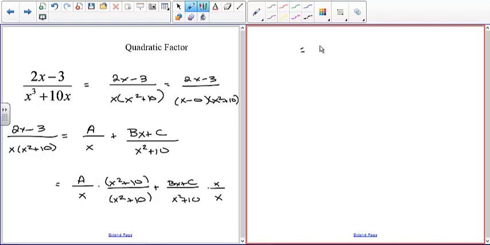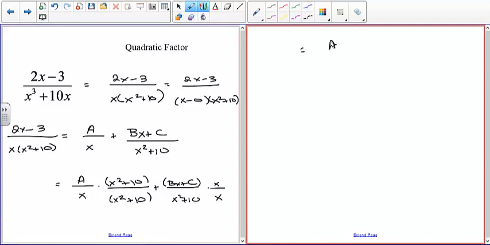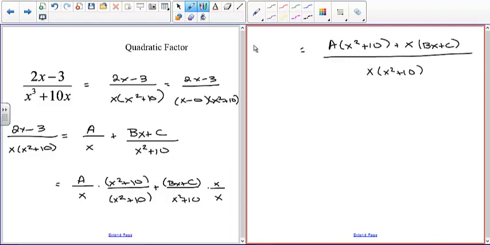And then what you'll get in the numerator is a times this plus bx plus c times x. So you get a times x squared plus 10 plus, I'm going to move this x to the front, x times bx plus c, all divided by x times x squared plus 10. And that has to equal 2x minus 3 divided by x times x squared plus 10. So now that we have the denominator the same, we can set the numerators equal to each other.